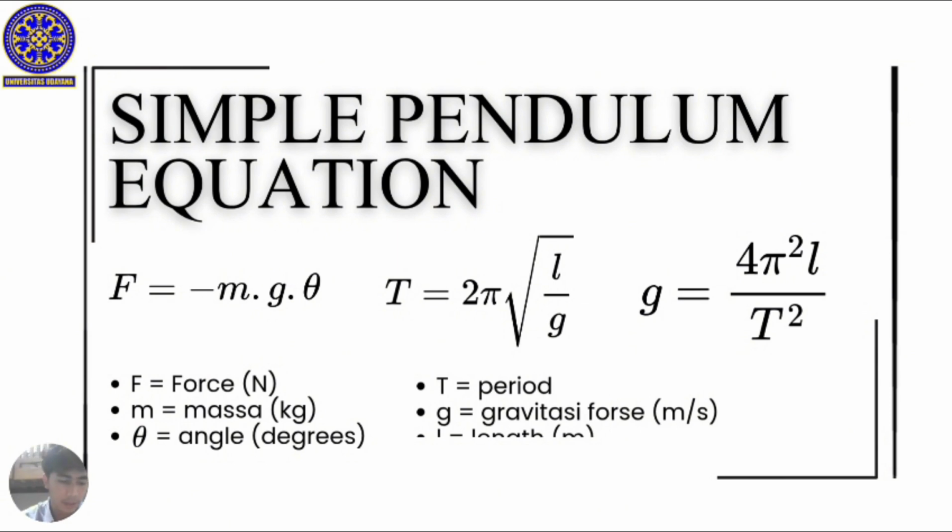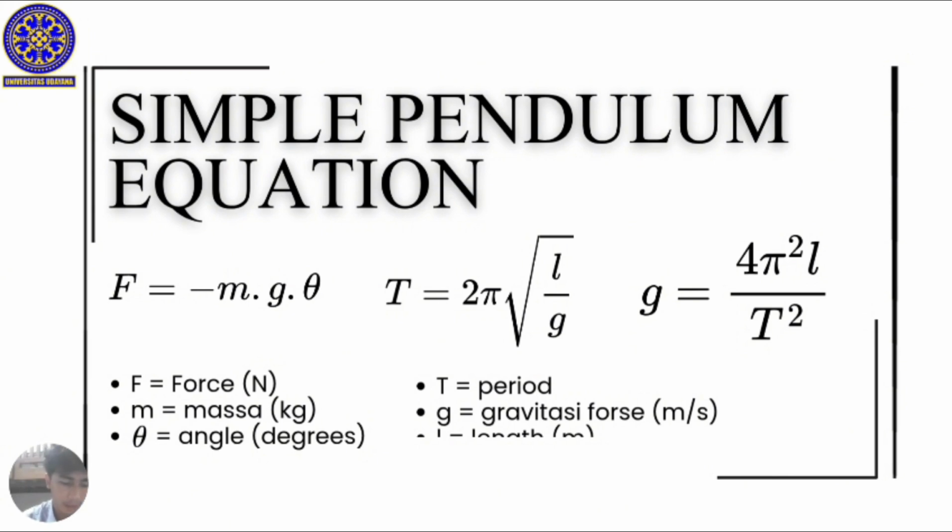And the second formula is the period equation. This formula is used to determine the period of a pendulum, which is the time taken for one complete swing. The period depends on the length of the pendulum and the gravitational acceleration. The longer the pendulum, the longer the period.